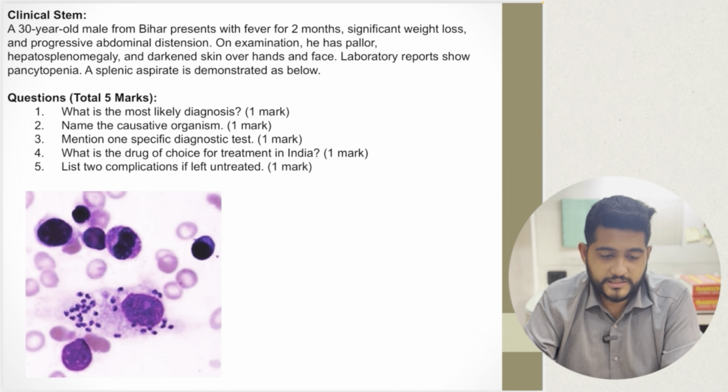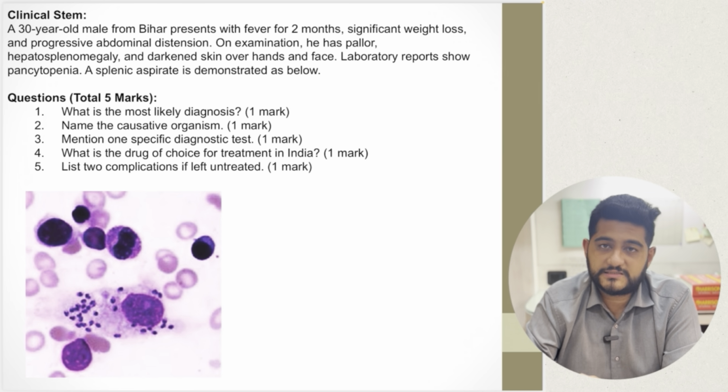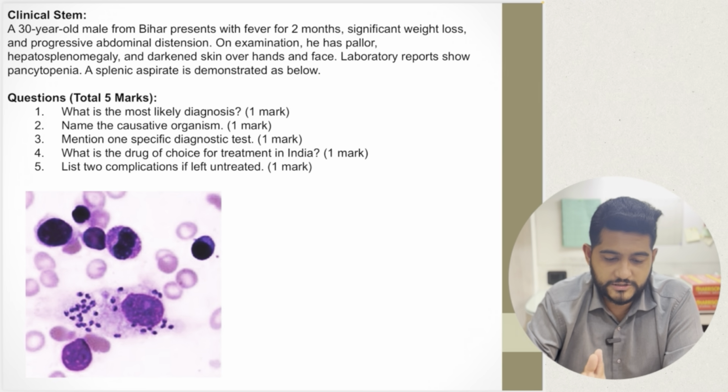Then another question, a 30-year-old male from Bihar presents with fever for 2 months, significant weight loss, and progressive abdominal distension. On examination, he has pallor, hepatosplenomegaly, dark skin over hands and face. Laboratory reports show pancytopenia. A splenic aspirate is demonstrated as below. What is the most likely diagnosis? Name the causative organism, mention 1 specific diagnostic test, what is the drug of choice for treatment in India, and list 2 complications if left untreated.